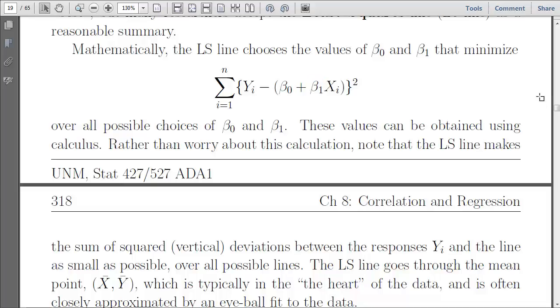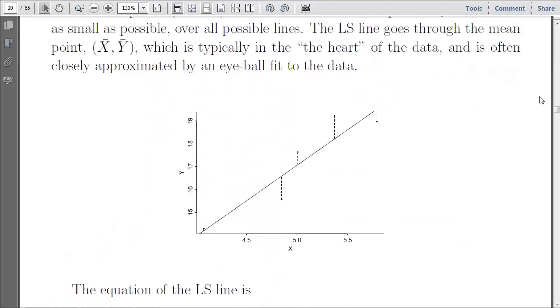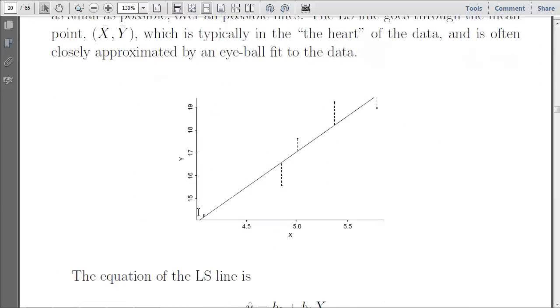All right. We have nice closed formulas for estimating beta naught and beta 1, and the computer's going to do it for us. Typically your eyeball fit for the data is going to be somewhat pretty close, going through the heart of the data.